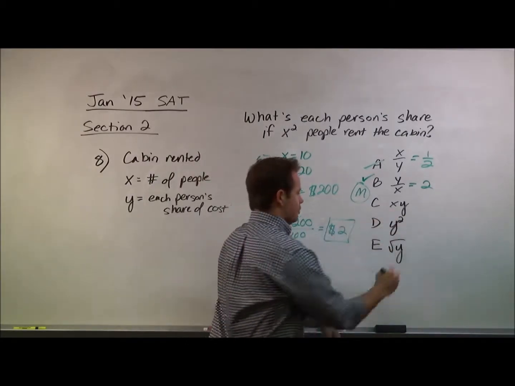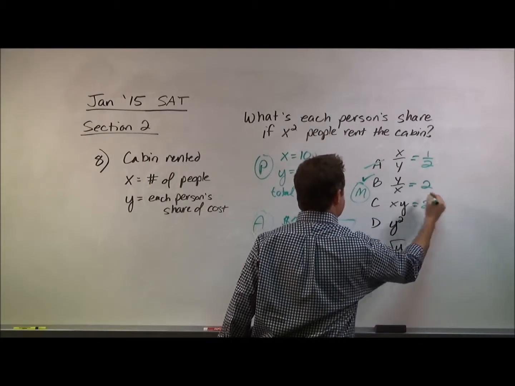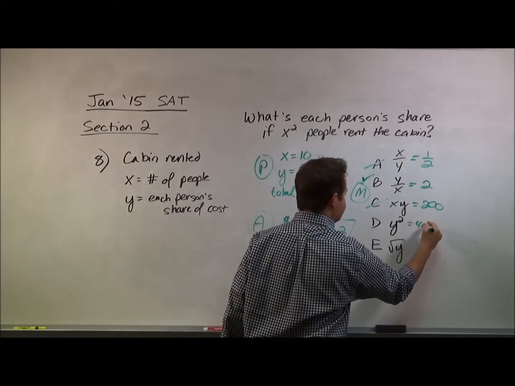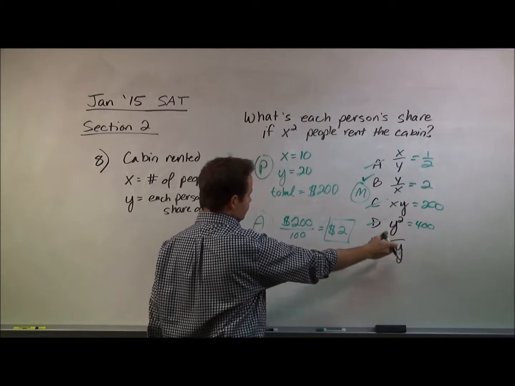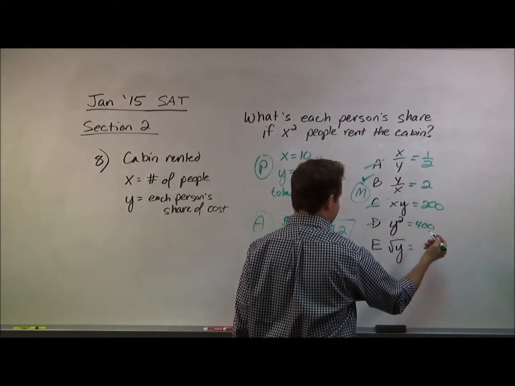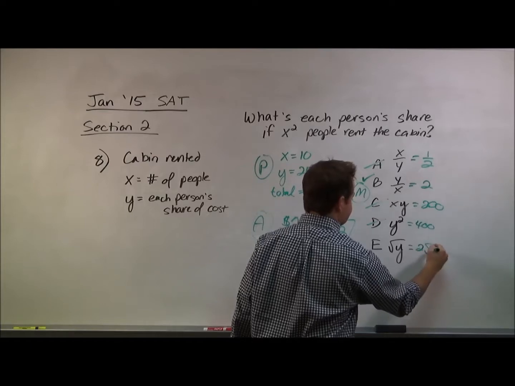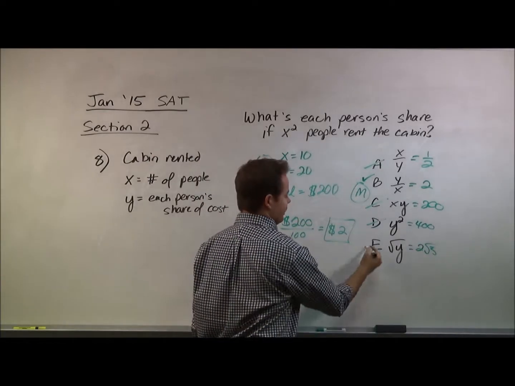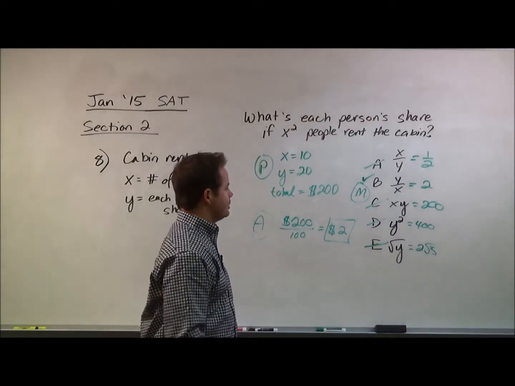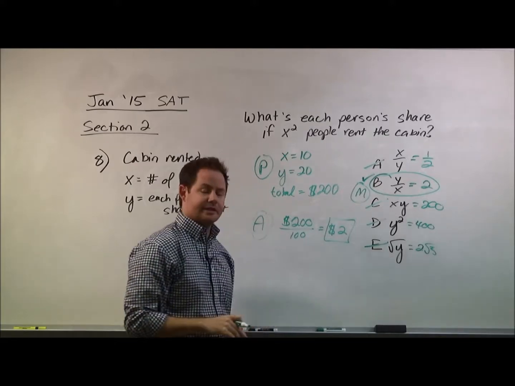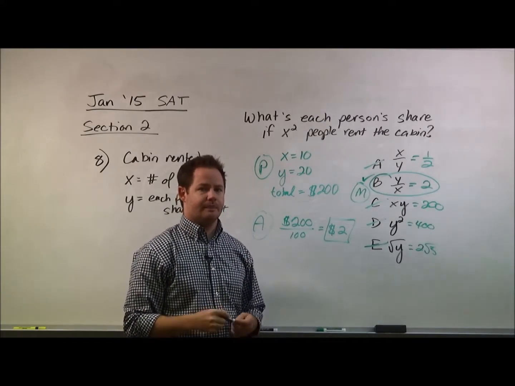Here, 10 times 20, that's 200, which is definitely not 2. This would be 20 squared, which is 400, again, definitely not 2. And this would be the square root of 20, which reduces to 2 times root 5, which would be probably somewhere around 2 times 2 point something, close to 5, but definitely not 2. So we are left with answer choice B as the correct answer for this question.